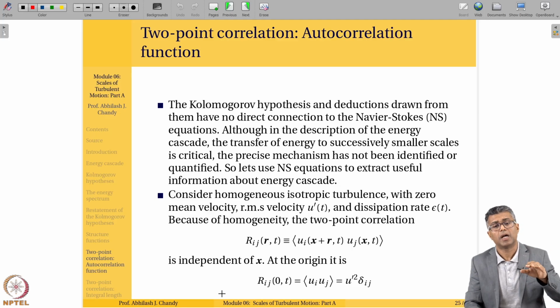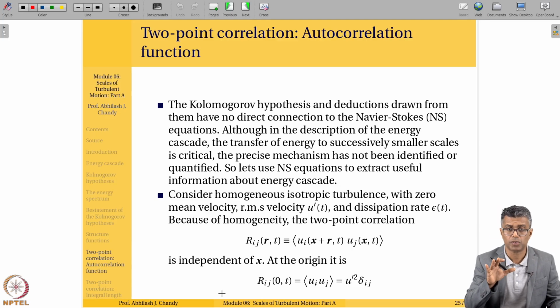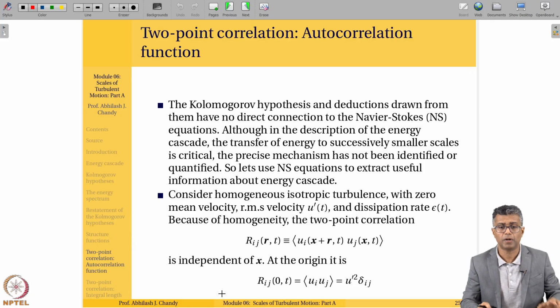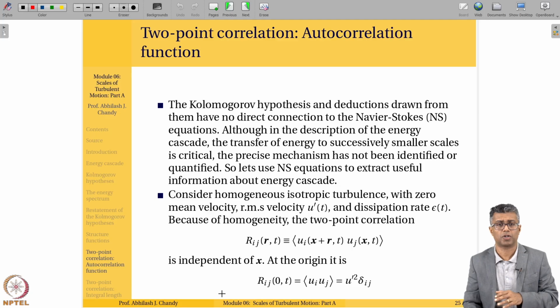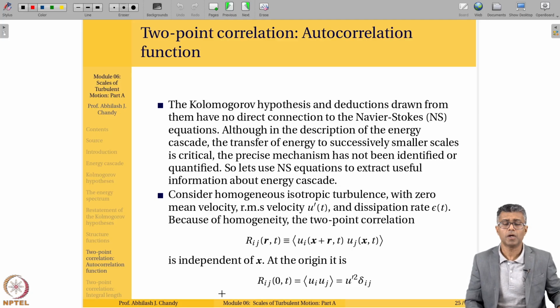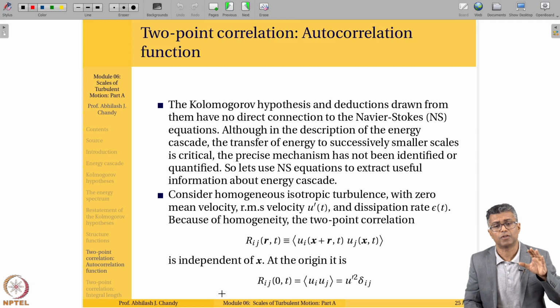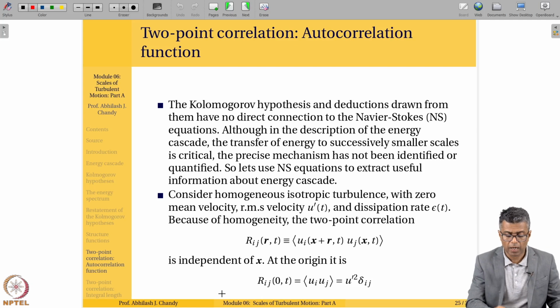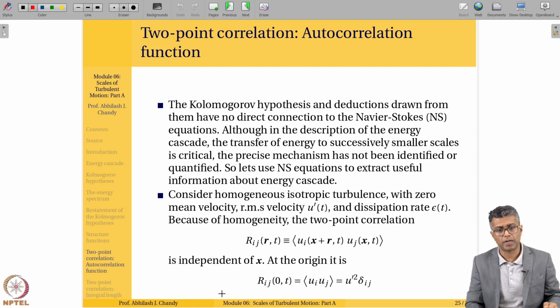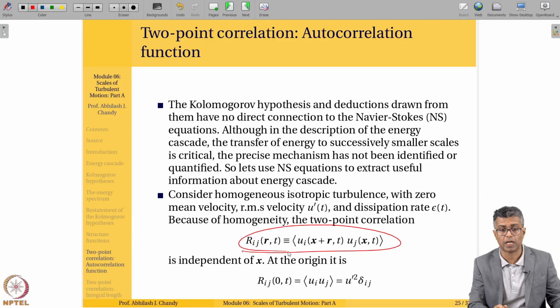So for that purpose, let's consider homogeneous isotropic turbulence, because we want to make our life simple, and so we are just looking at a simple kind of flow. So no spatial variation and no variation with respect to reflections or rotations. And let's say there is a zero mean velocity. That means you're only interested in the fluctuations. Okay, so RMS velocity u prime, dissipation rate, and because of the homogeneity, the 2-point correlation, which is defined originally like this, is independent of x because of the homogeneity definition.